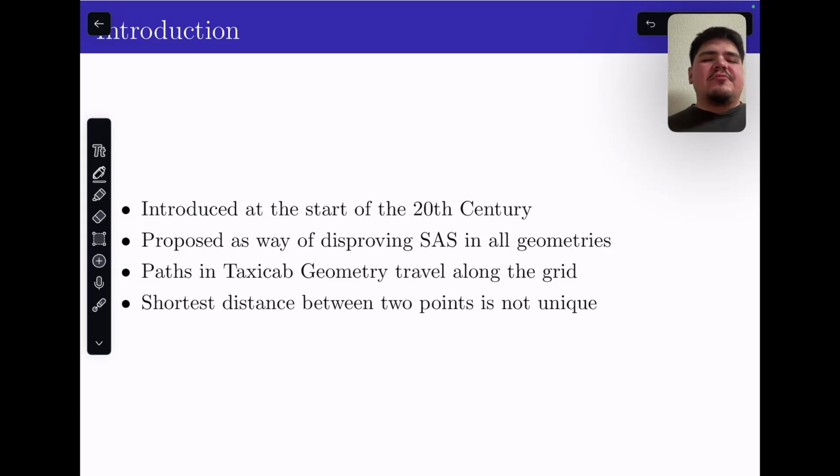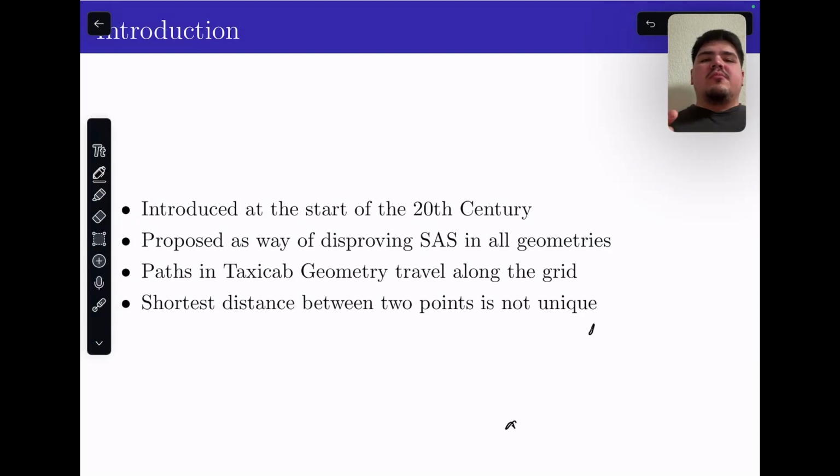Okay. So, what is taxicab geometry? Well, taxicab geometry is really similar to Euclidean geometry. They both lie on the xy plane. However, the main difference is that Euclidean geometry can go through the grid, while taxicab geometry has to go along the grid.